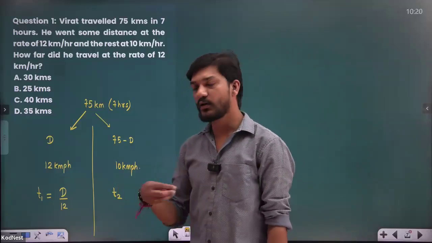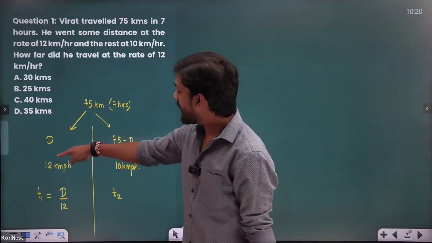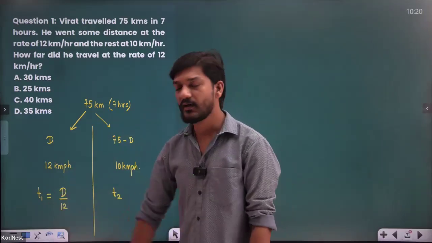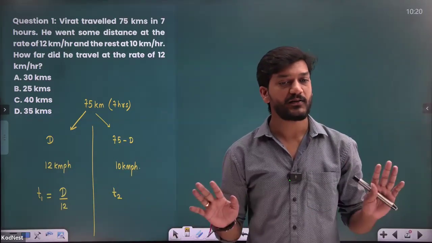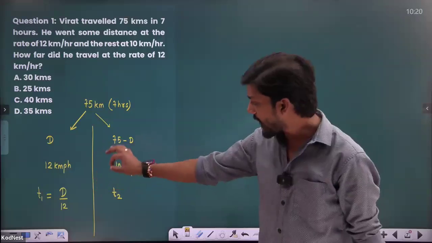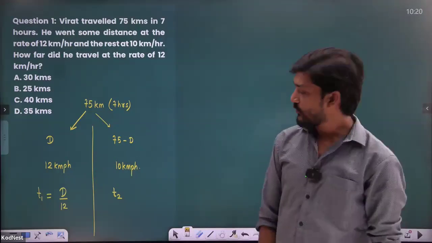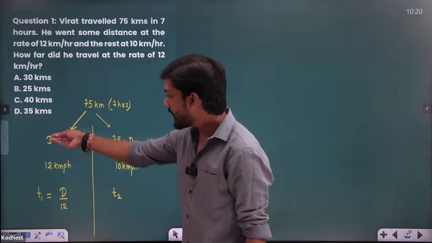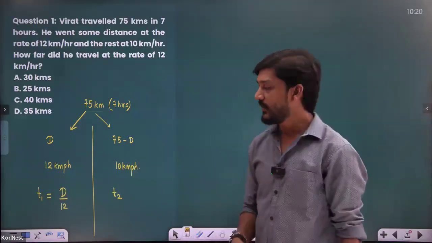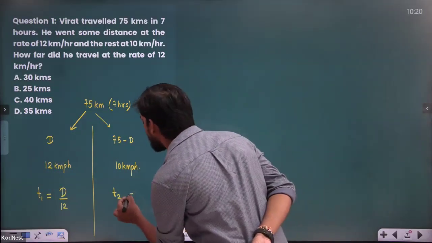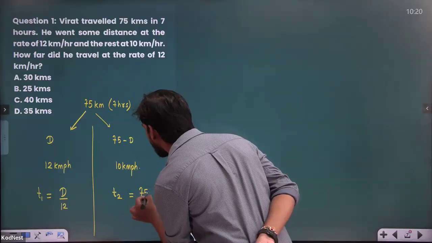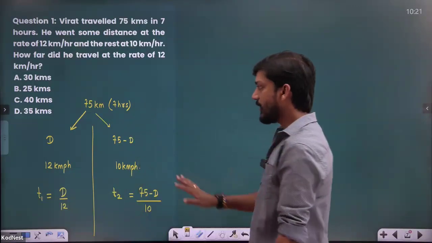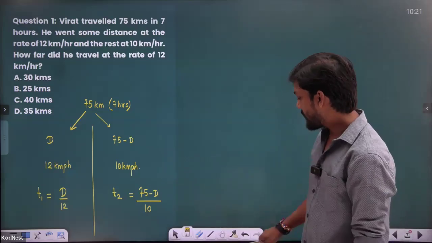So don't think always. The student, what they think is, if I know the value, I will write this. My dear, even if you don't know the value, then also you can write. Nobody can stop you writing this because it is a valid relation. So please make a habit of writing the formulas even if you don't know the values. Similarly, here also I can say distance is 75 minus D divided by 10. Until now, anything doubtful, please carefully answer.